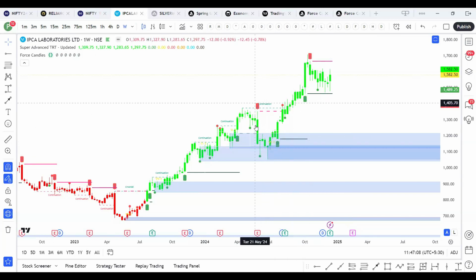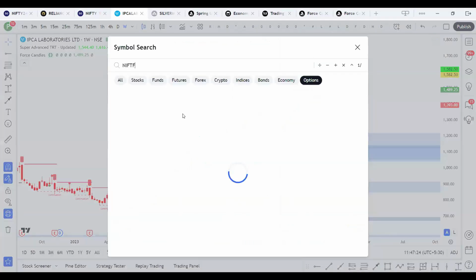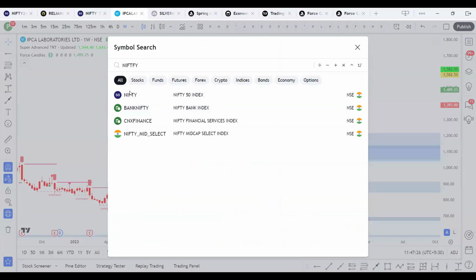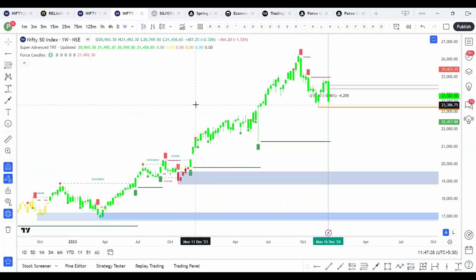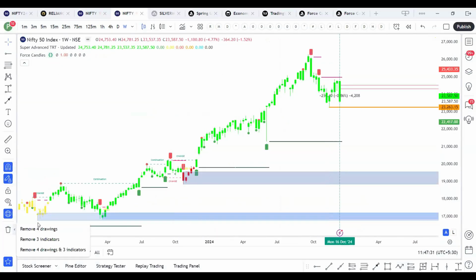So therefore, when there is a strong force, price is coming into the buying area with a strong down force, it is likely to go below this. Don't keep stop loss just below this low. As long as this high is not broken, it is likely to come below this low. Let's check the chart of Nifty. What do we see on Nifty?